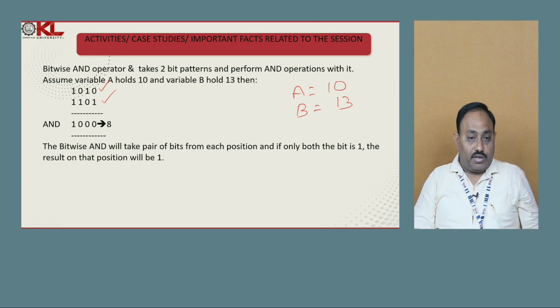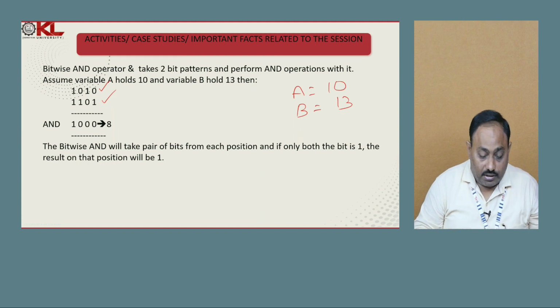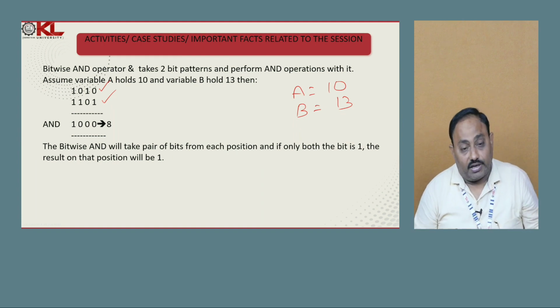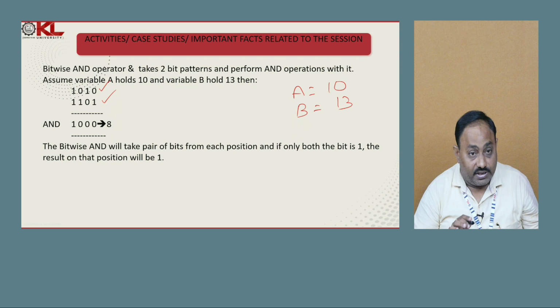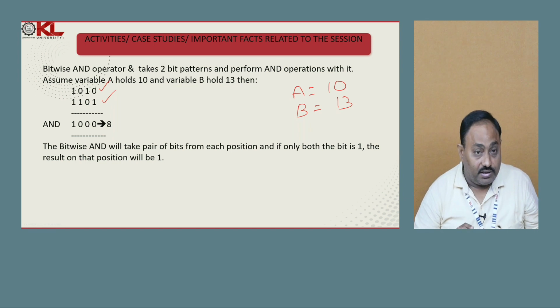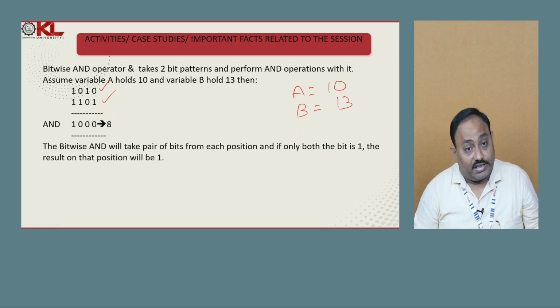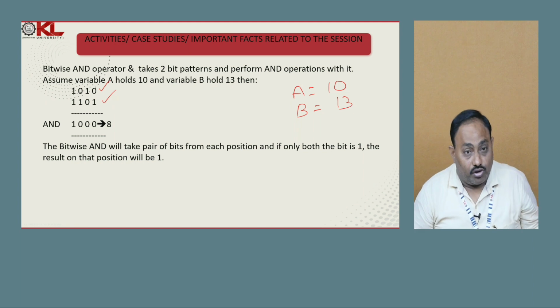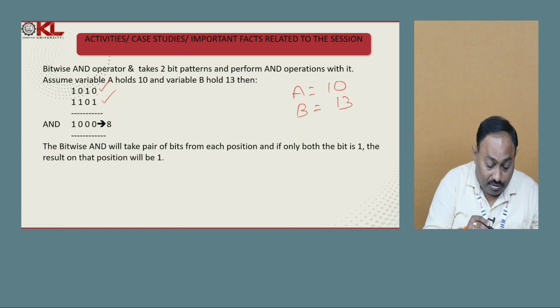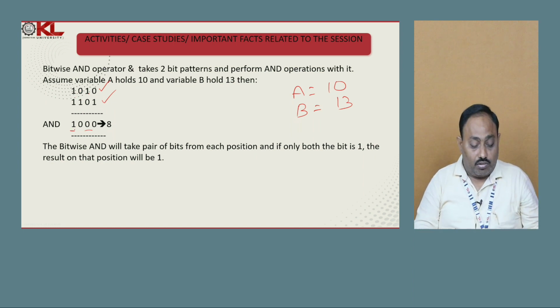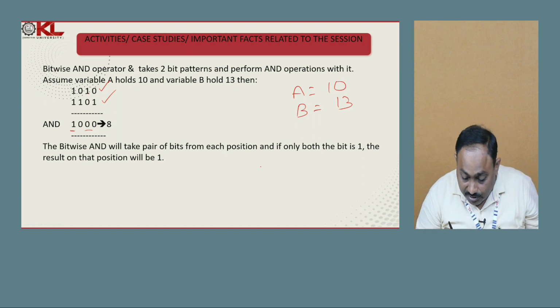Okay, now I am doing the bitwise AND operator. When we take the bitwise AND operator, only when both bits are ones is the resultant bit 1, otherwise the resultant bit is 0. Let us take this example. Here the 0 and 1 are different, so the result is 0. 1 and 0, so the result is 0. 0 and 1, 0. 1 and 1, now this is 1. Now the result is 1000.